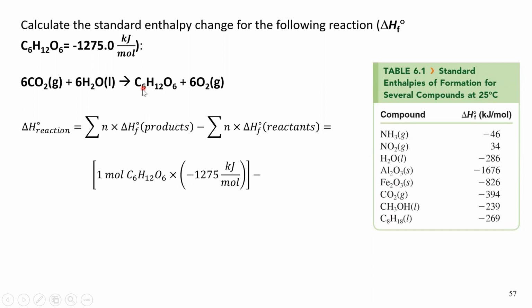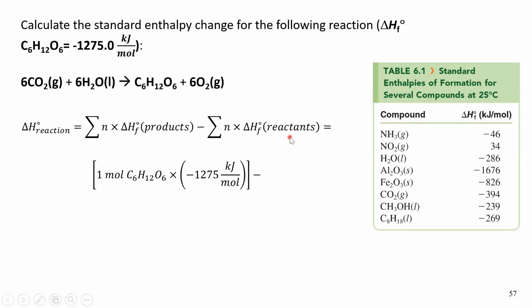All right, so when we look at the product side, when we want the sum of the products, again, glucose wasn't on the table, so I put it in the context of the question. And there's a 1 for the coefficient. So 1 times negative 1275, that's the sum of the products. Again, remember that oxygen is 0, we could put in plus 6 times 0, but it's 0, so we don't really do that.